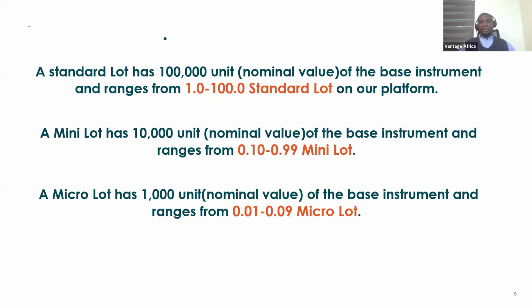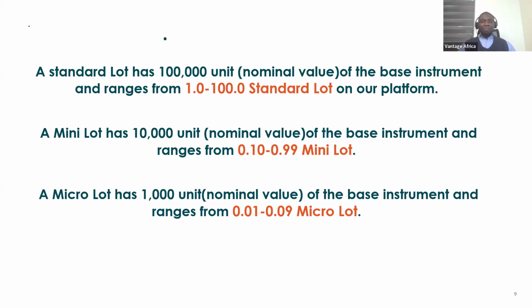Now look at this. The standard lot is usually referred to as having 100,000 nominal value. It's more like $100,000. It could be 100,000 euros, or 100,000 Swiss francs, depending on the currency pair you're trading, right? Very important.